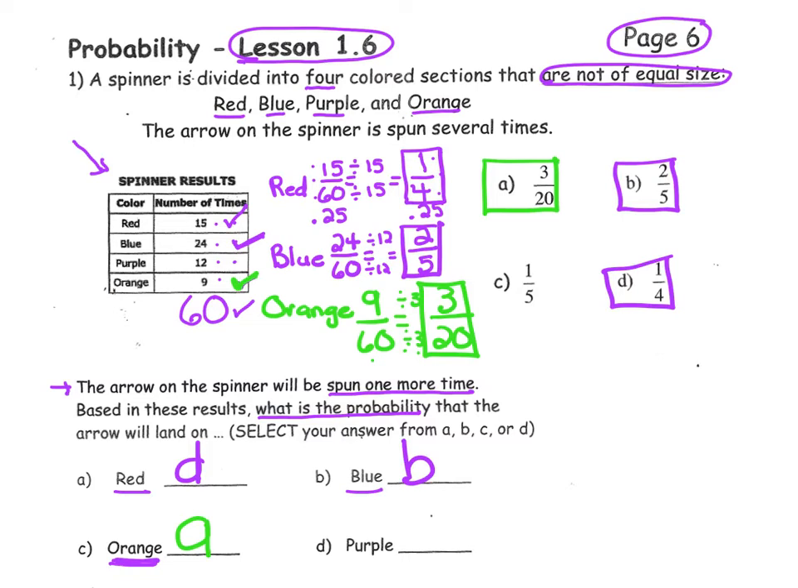Show your work for the fourth and final question. What is the chance of getting a purple? Even though it's obvious, it's going to be the last letter available. Show your work. Let's move to the bottom.